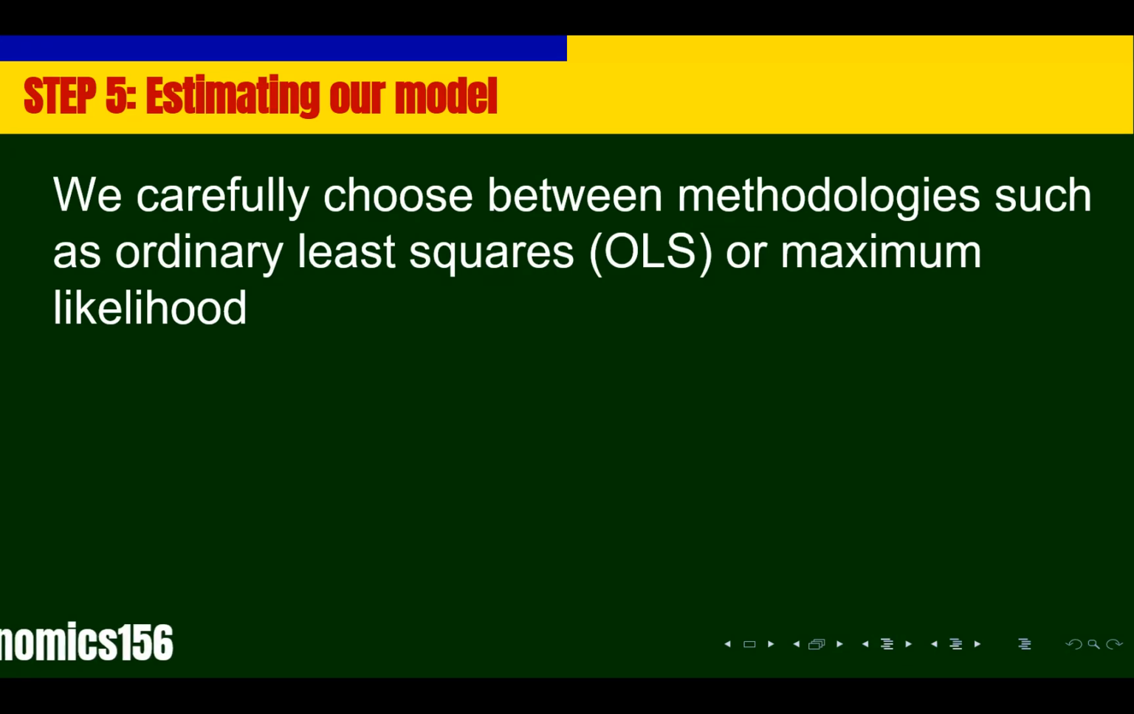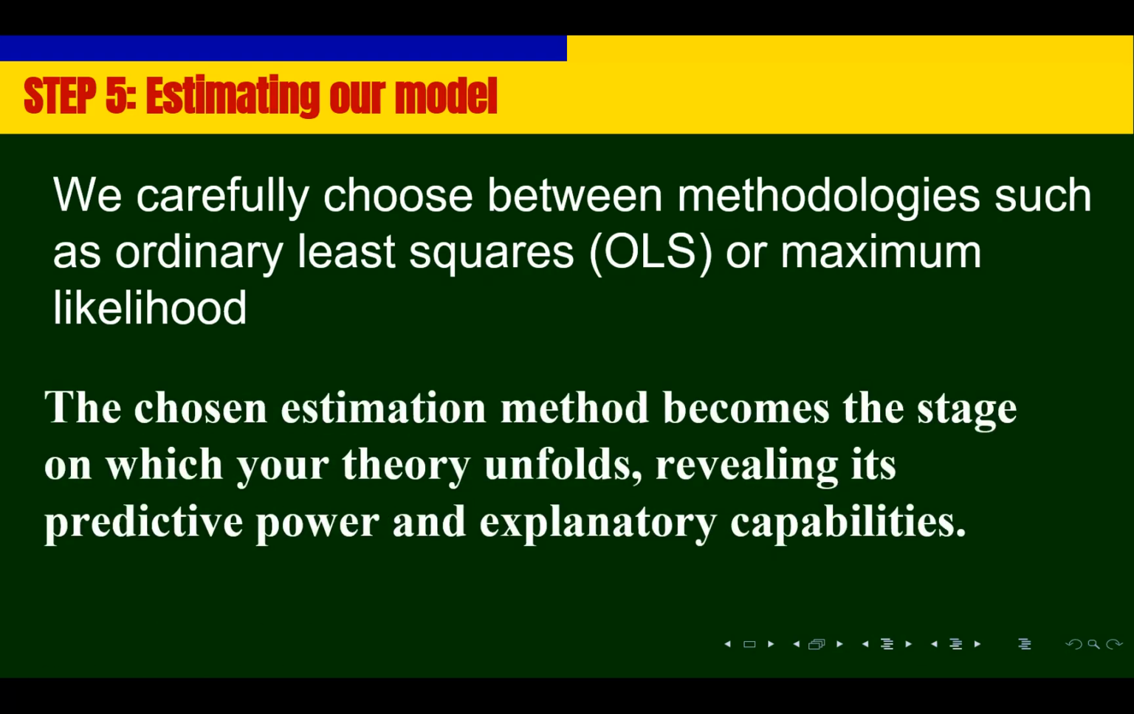In the 5th step of our economic analysis, we transition into the spotlight, ready to bring our chosen economic theory to life by estimating our model using a method that aligns seamlessly with the intricacies of our theoretical framework. Much like a seasoned performer selecting the perfect technique for a stellar act, we carefully choose between methodologies such as ordinary least squares, OLS, or maximum likelihood, tailoring our approach to the unique nuances of the theory we are testing.